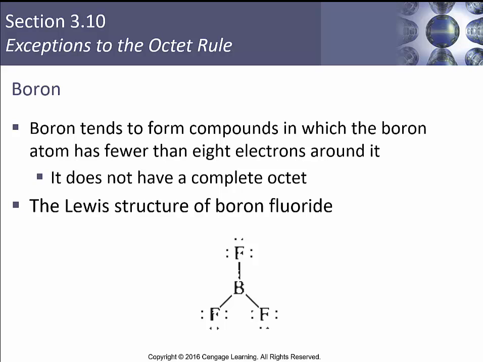To this octet rule, boron is one exception. Boron tends to form compounds in which the boron atom has fewer than 8 electrons around it, so it's not going to have a complete octet. It's called an incomplete octet.